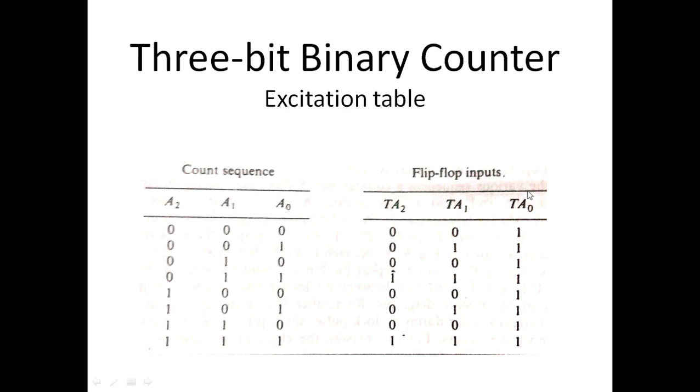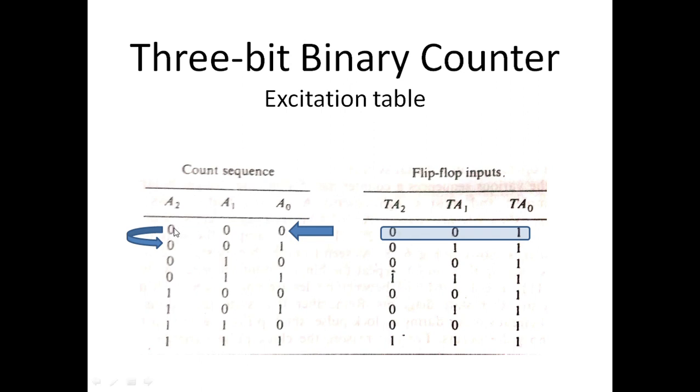And these are the 3 inputs to those 3 flip-flops, so that we can get these states in this particular order. So how can we, given this count sequence, create the values in these 3 columns? So let's start with the first one.